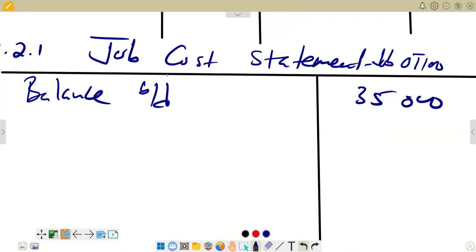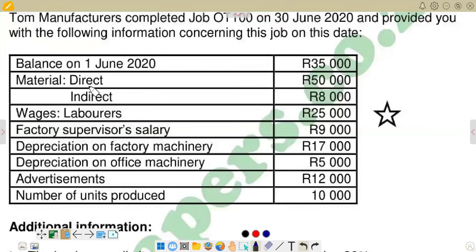Then from there, we are going to check the direct costs. You see that we've got direct material 50,000, and then we can check the others. We've got direct labor, which is wage laborers here, 25,000. So these are the direct costs that we have. You are just going to put them in: direct material and direct labor, 50,000 and 25,000.